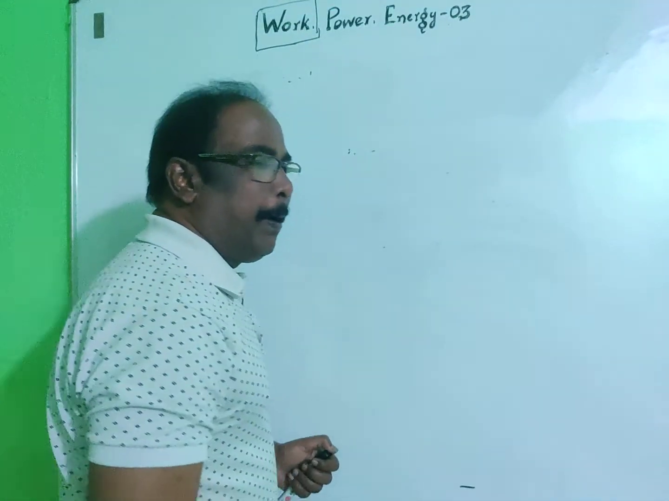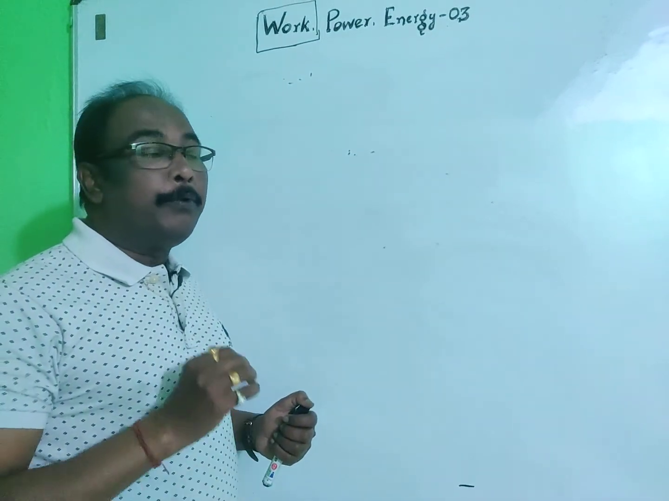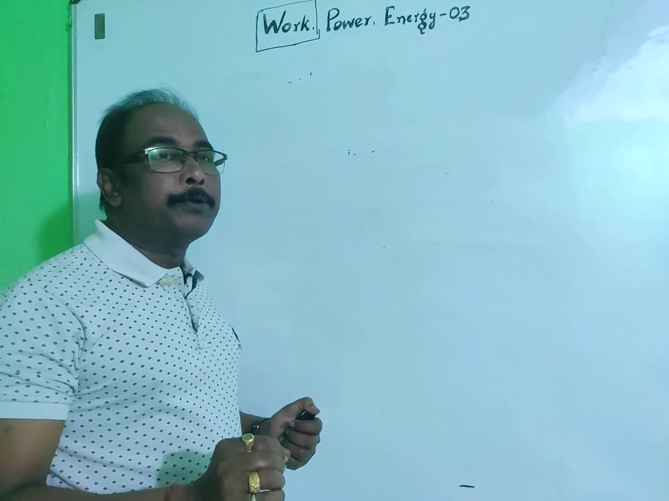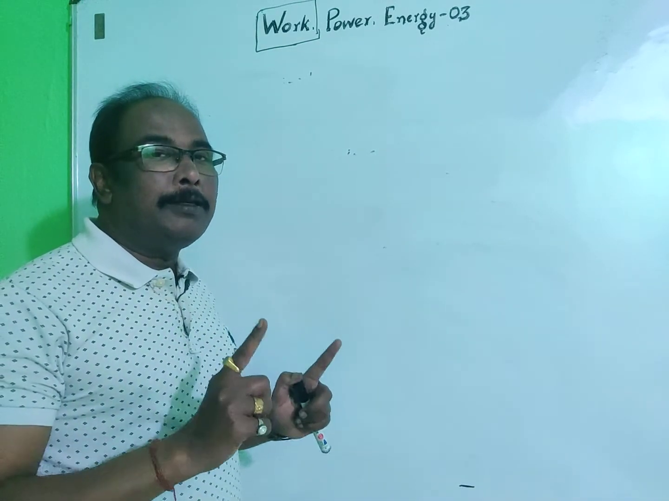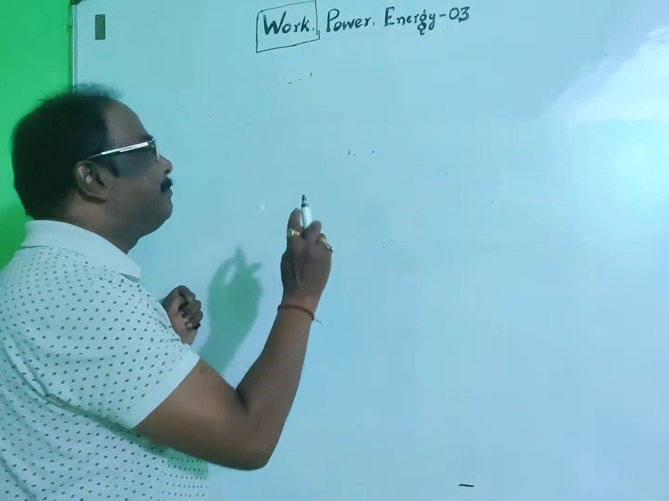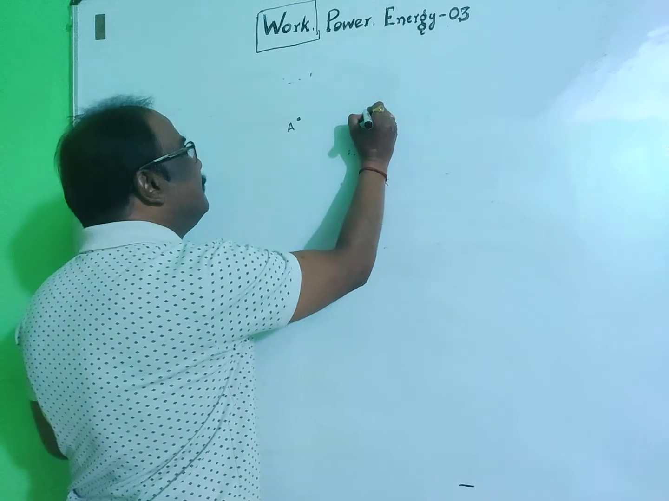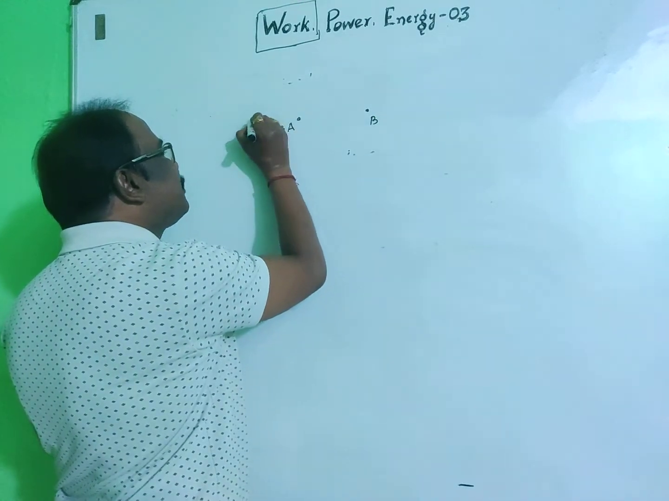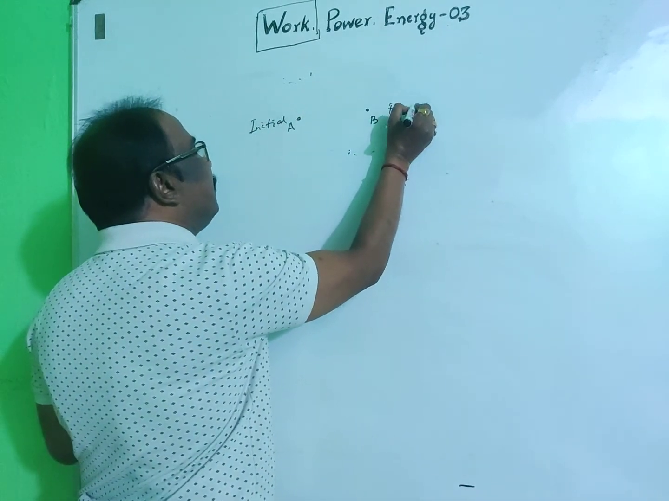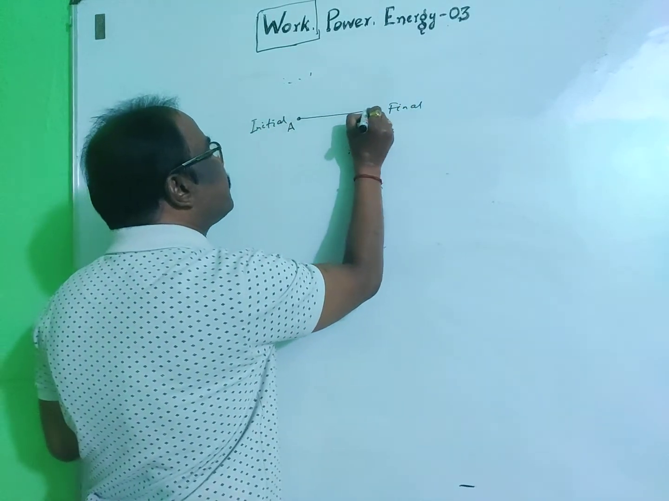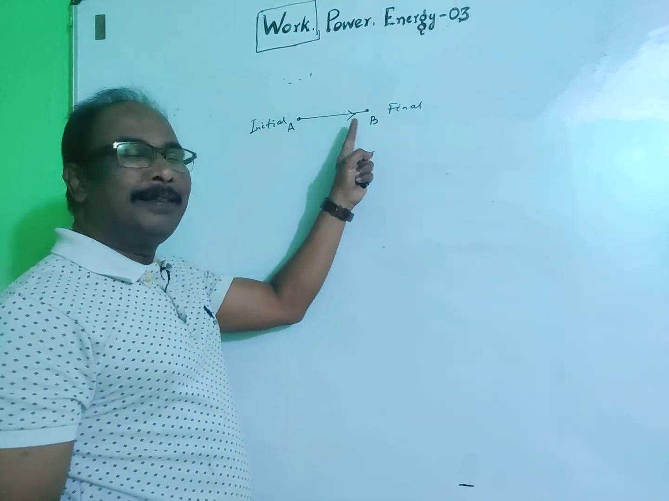First we will discuss that work done by a conservative force is independent of path length but depends upon the initial and final position. Very simple example. Let a particle move from A to B. So A is the initial position and B is the final position. Let the particle move from A to B in the shortest path. So this is the path length.